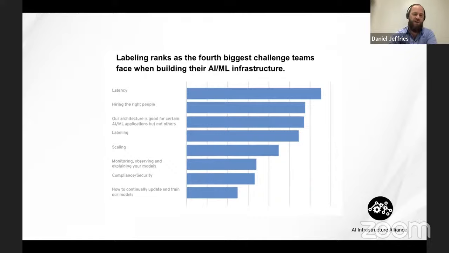Or inflexible architecture being the fourth one, and the third one. So remember when I said earlier, a lot of people aren't happy with their architecture, and it's maybe because they didn't think far enough into the future. They built the architecture for one thing and found out it wasn't very good for other things. But labeling is the fourth challenge, and it's a close fourth. So you want to choose the right team when you're working on large data sets.